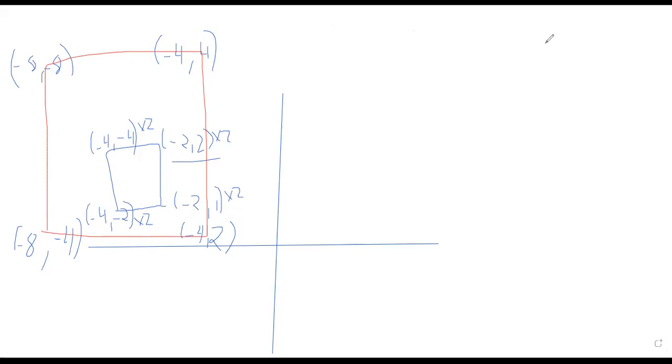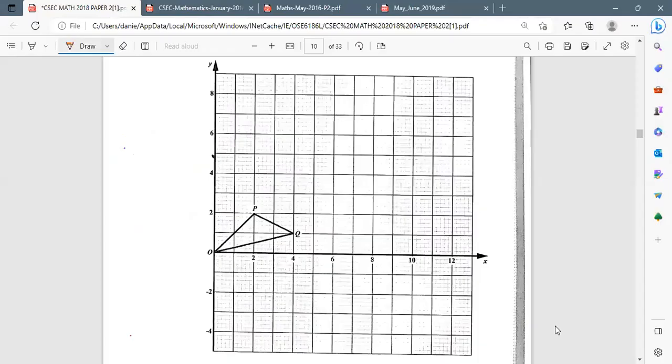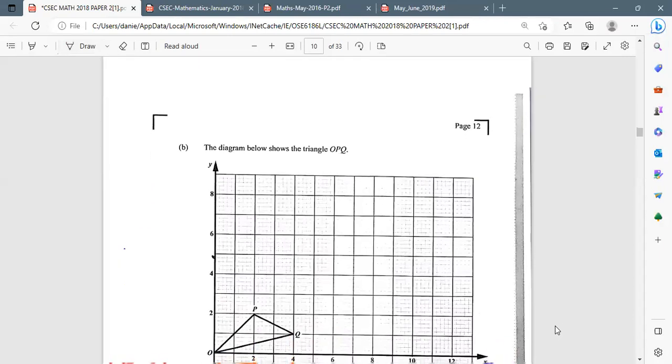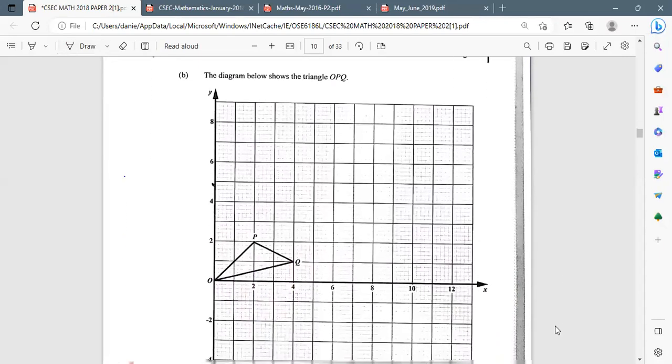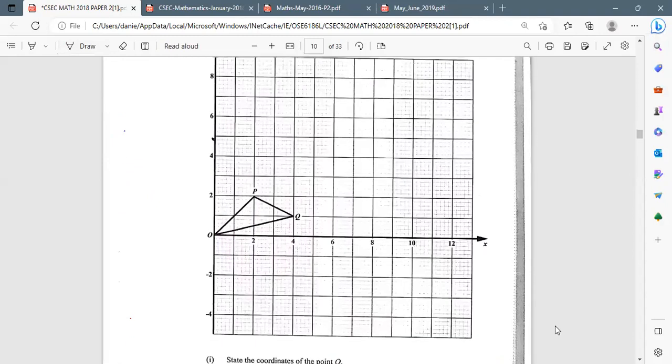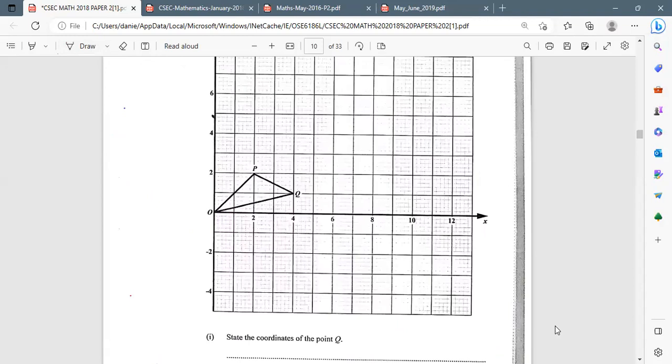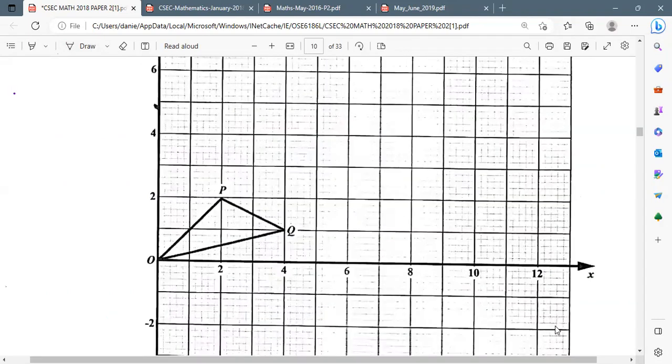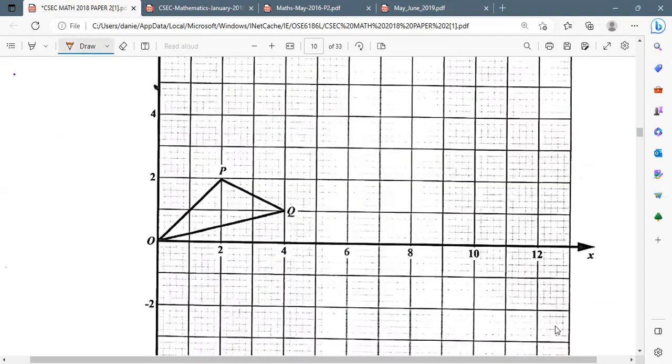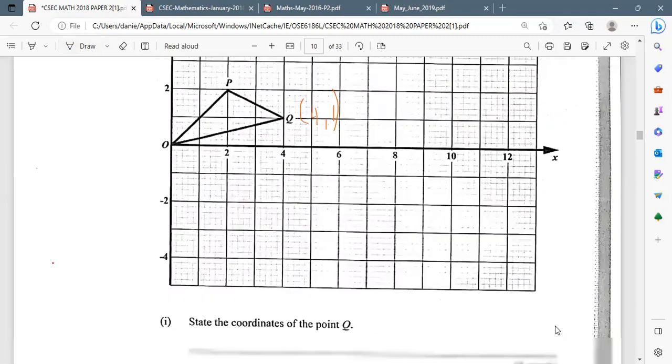Alright, and that is all with transformations. So let's go across to the past papers. We have this question here. The diagram below shows the triangle OPQ. So they give you the triangle on a little plane. So the coordinates of the point Q, well, this is the easiest one, right? So you have to look where Q is. Q is right here. So Q on the x-axis is 4, on the y-axis is 1, right? Easy.